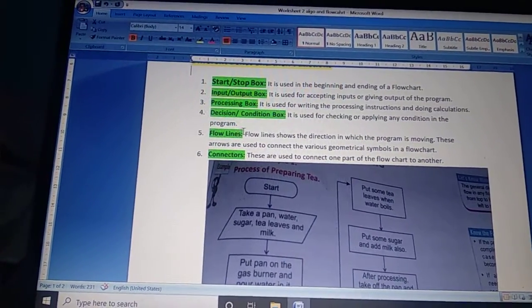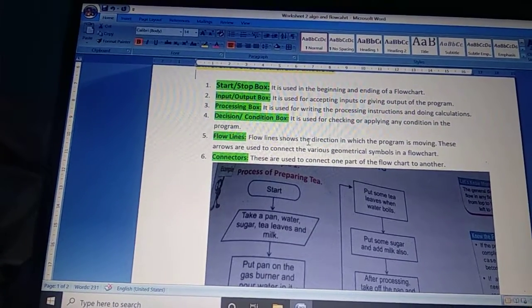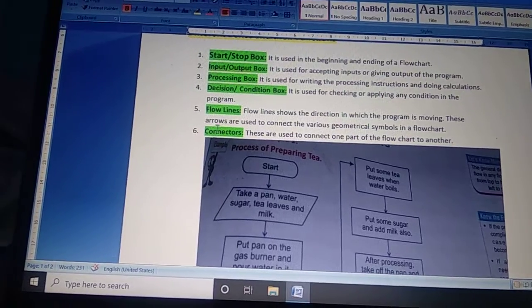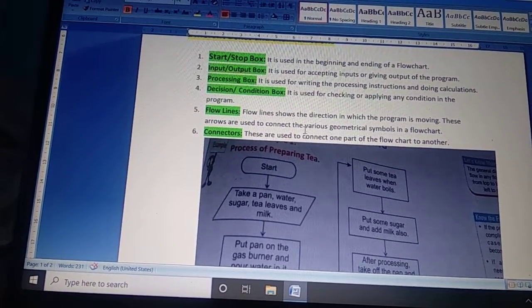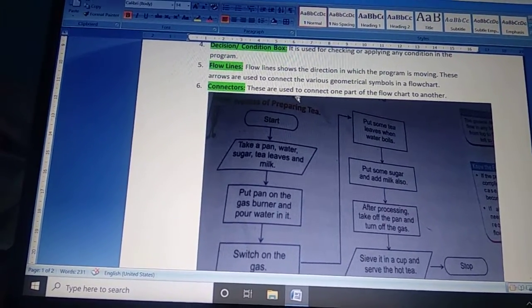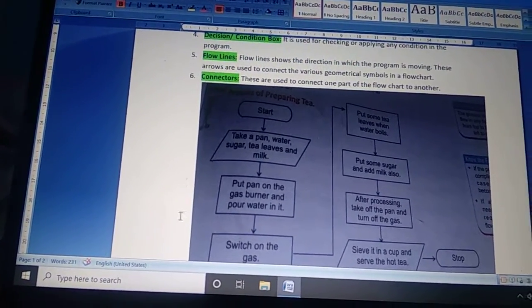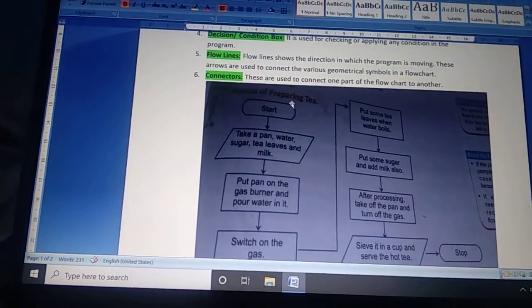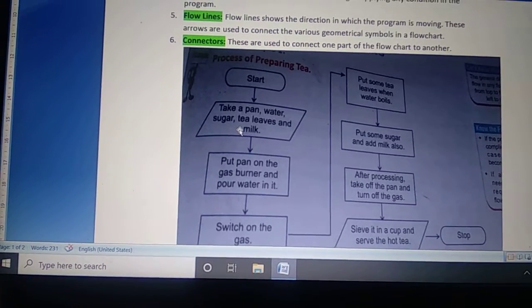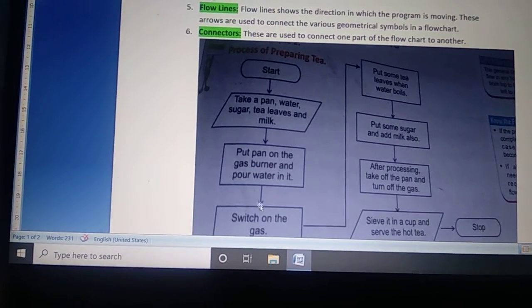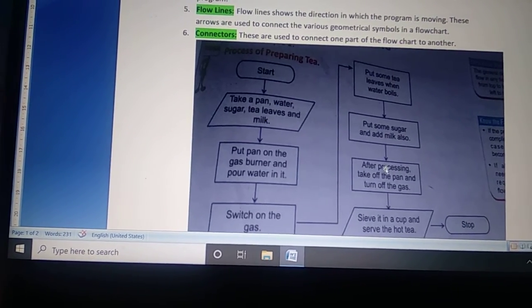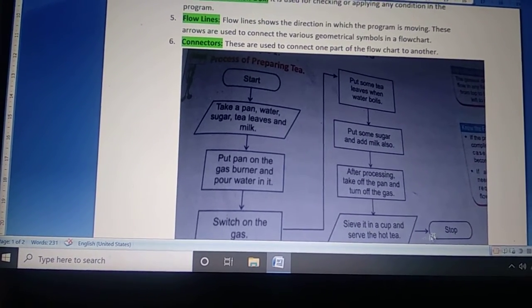Now next is the flow lines. Flow line shows the direction in which the program is moving. These arrows are used to connect the various geometrical symbols in a flowchart. Next is the connector. They are used to connect one part of the flowchart to another. This process of preparing tea, I have already explained to you. This is the start box, this is the input box, this is a processing box, this is also a processing box, and this is the output box, and last the stop box.